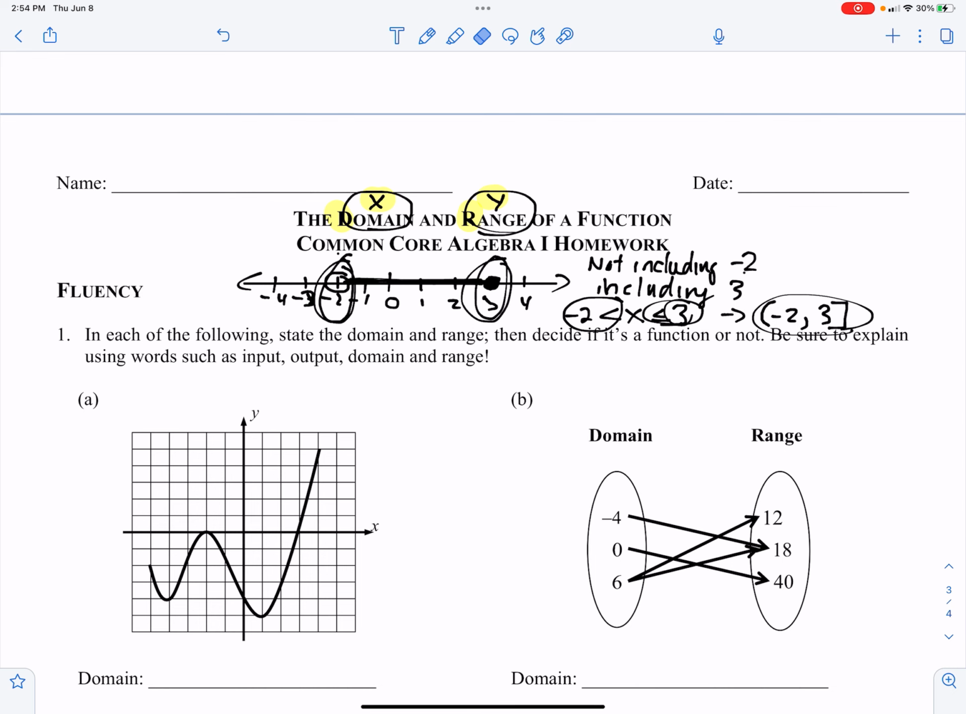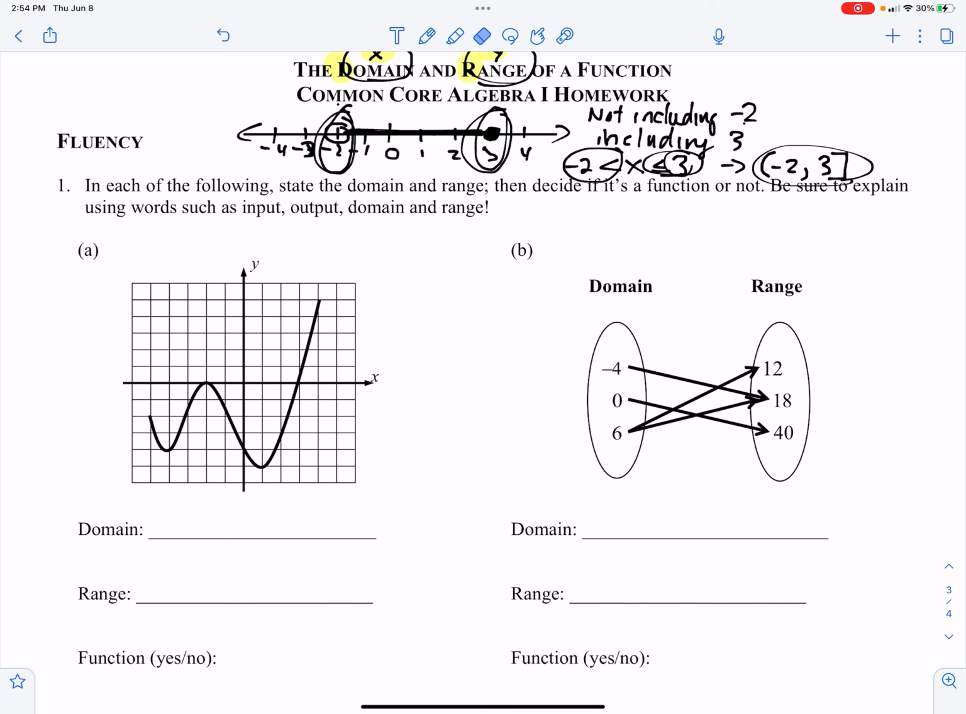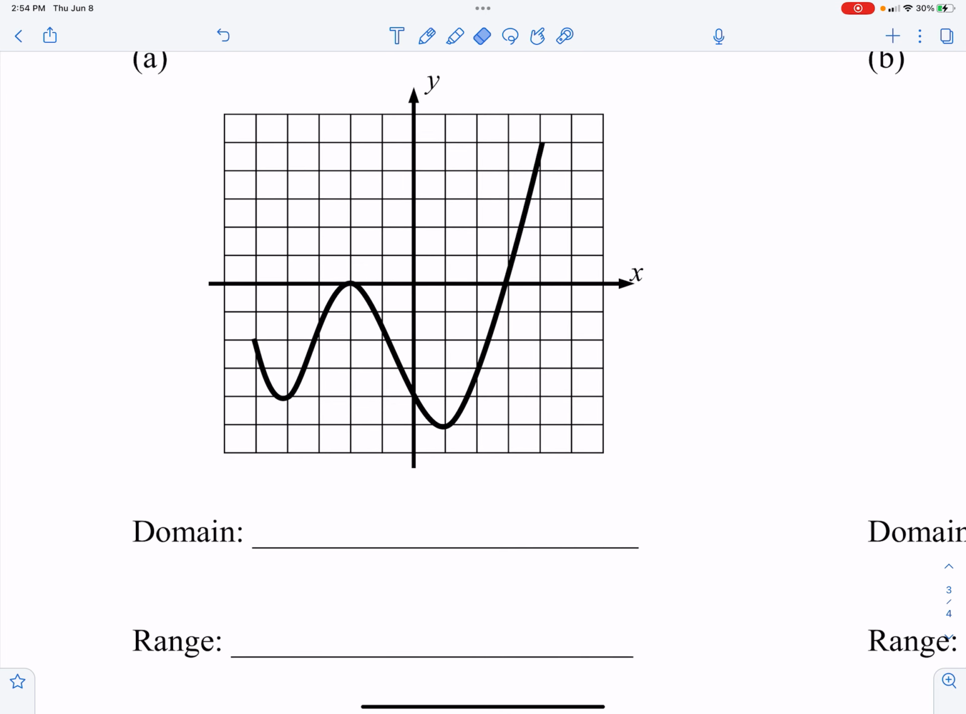So let's try and apply that to our domain and range problems below. In letter A, we have a graph of f of x. Well, the domain, remember, is the set of all x values, range is the set of all y values. So the x starts where? 1, -1, -2, -3, -4, -5 is where the graph starts.